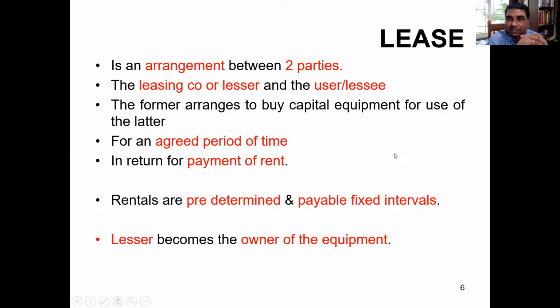And the lease period has a defined time. It is for an agreed period of time. And what will happen? The user will be paying lease rent to the owner. These lease rentals are normally predetermined, and they may be flexible also. There might be an option for incremental rent. Those possibilities are also there, and they're paid in fixed installments, maybe monthly, maybe quarterly, maybe annually. The lessor becomes the owner of the asset. That means the leasing company becomes the owner of the asset in the case of a normal lease we are talking about.